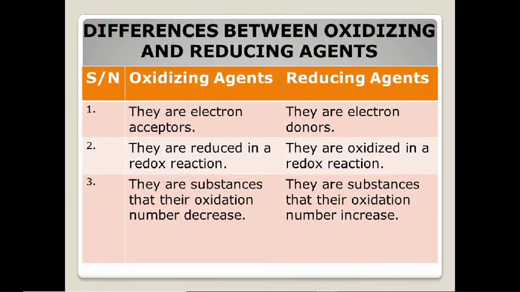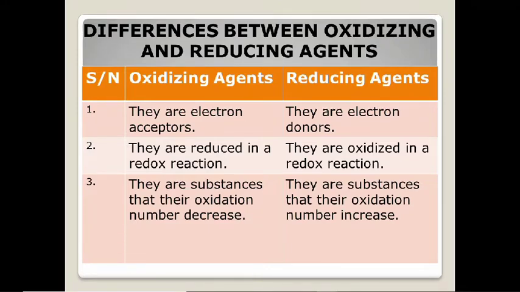Differences between oxidizing and reducing agents. An oxidizing agent is usually an electron acceptor, that is, it will readily gain electrons, while a reducing agent is an electron donor, that is, it will readily lose electrons.